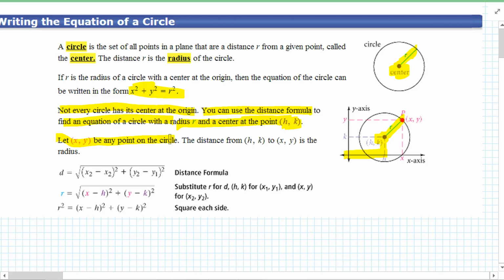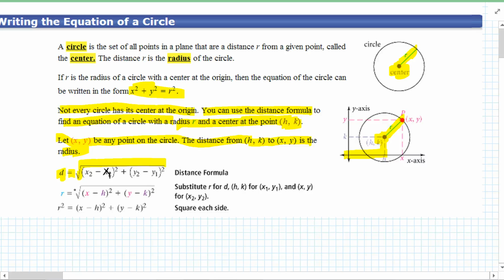So let x, y be any point on the circle. The distance from h, k to x, y is the radius. So the distance formula looks like this. Well, the distance equals the square root of x2, that should be an x right there in your notes, or sorry, x2 minus x1 squared plus y2 minus y1 squared. So we can say the radius equals that now.